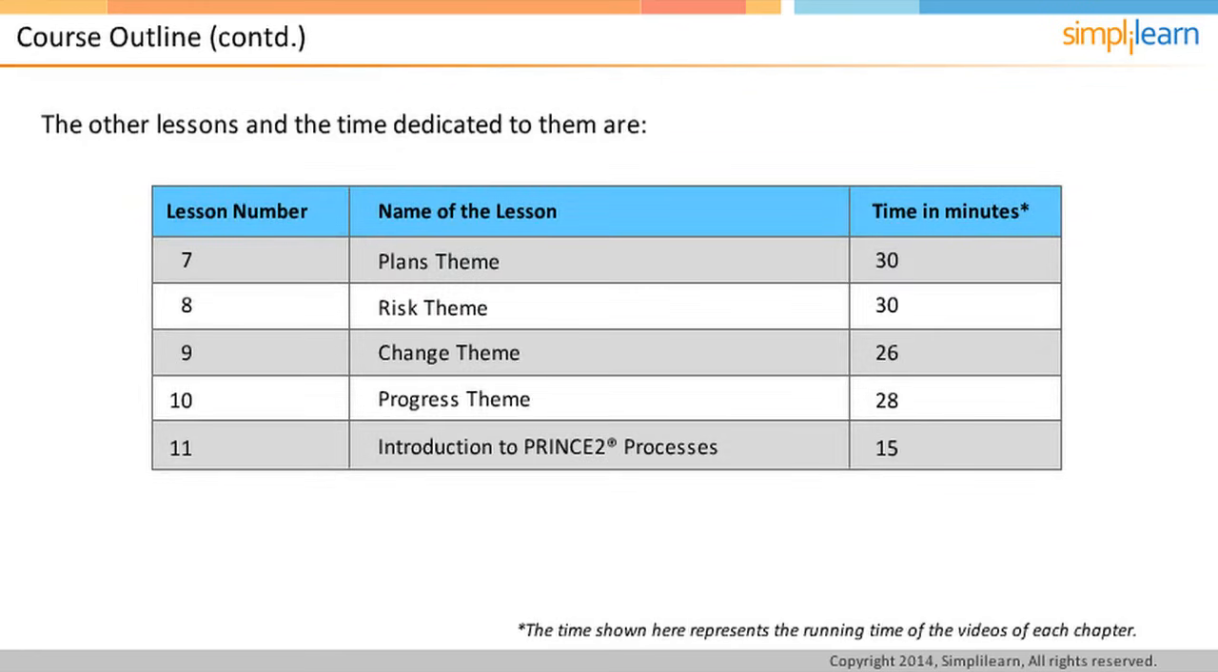As seen in the table on the screen, in lessons 7, 8, 9, and 10, 4 of the 7 themes of PRINCE2 are explained in detail. Lesson 11 is an introduction to 7 processes of PRINCE2. We will continue our discussion on the course outline in the following screen.